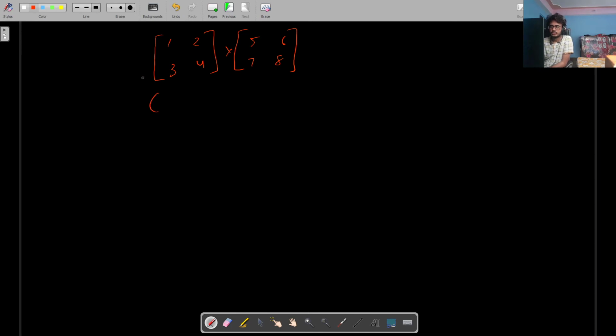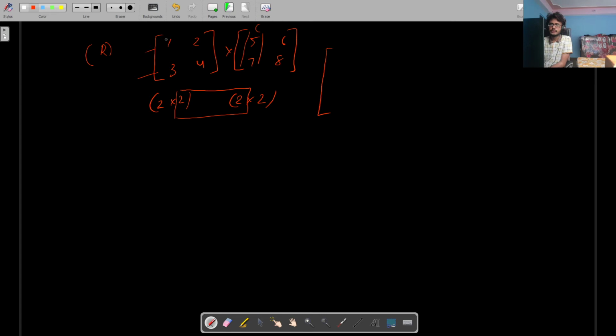Let's check whether multiplication is possible or not. This is a 2 row 2 column matrix, and this is also a 2 row 2 column matrix. Since the number of columns of the first matrix and the number of rows of the second matrix match, multiplication is possible. I had told you already, we take the row by column approach. So how do we take this approach?